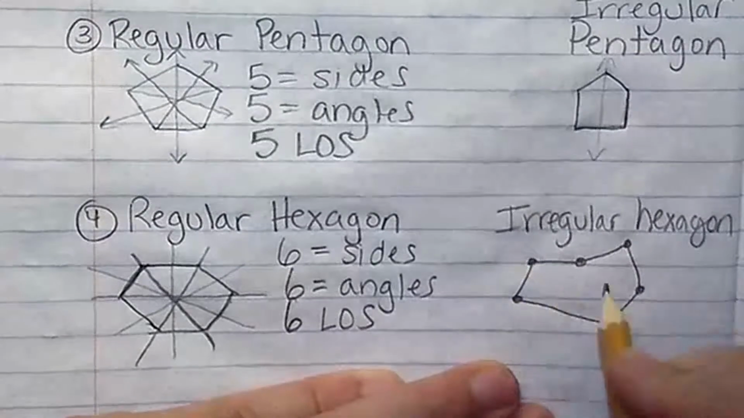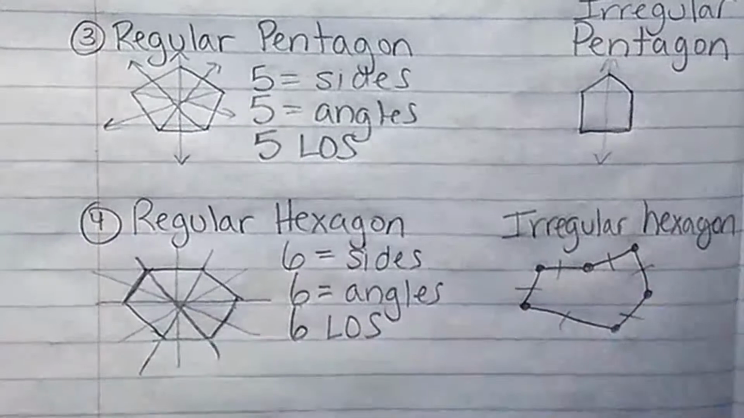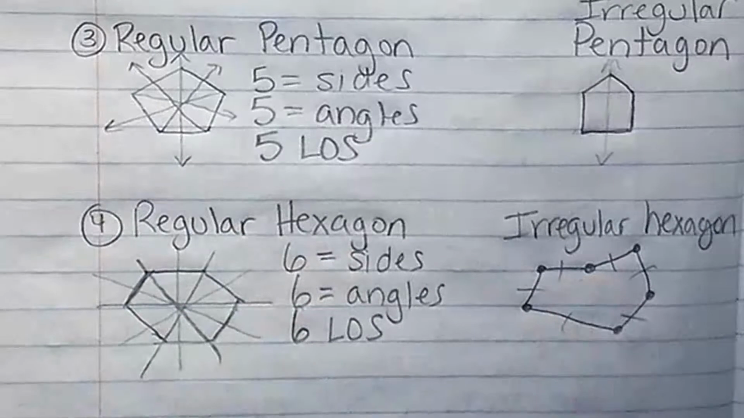Well, it's an odd looking shape, but it is a hexagon. 1, 2, 3, 4, 5, 6 sides. No lines of symmetry. So it does matter whether or not you have a regular shape or an irregular shape.